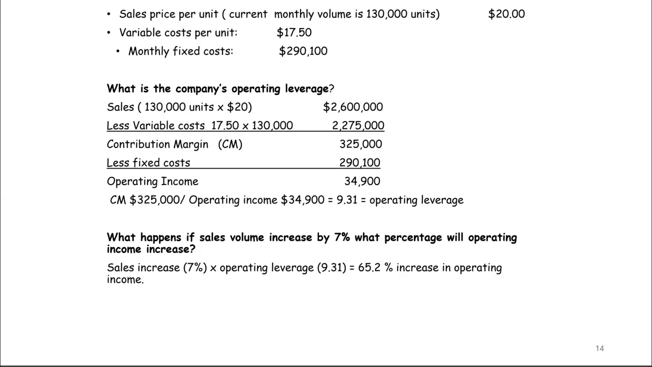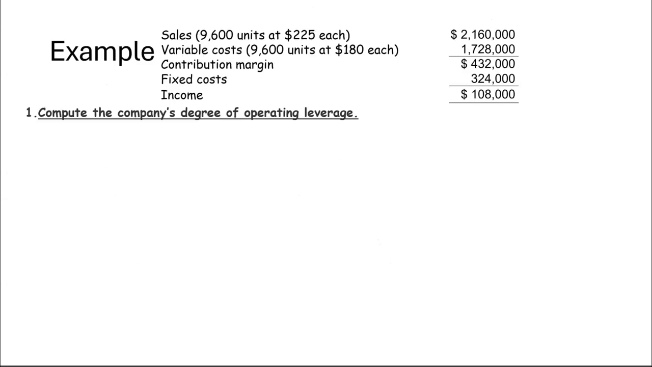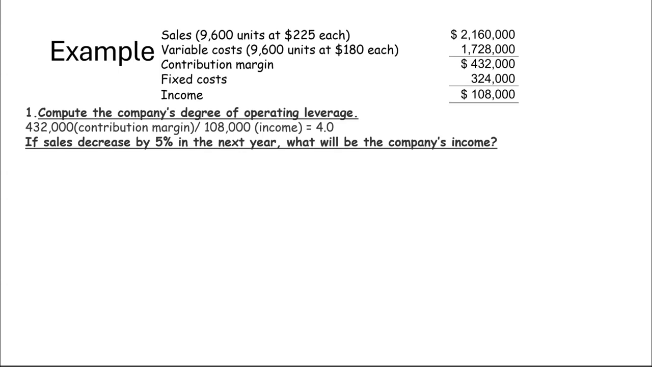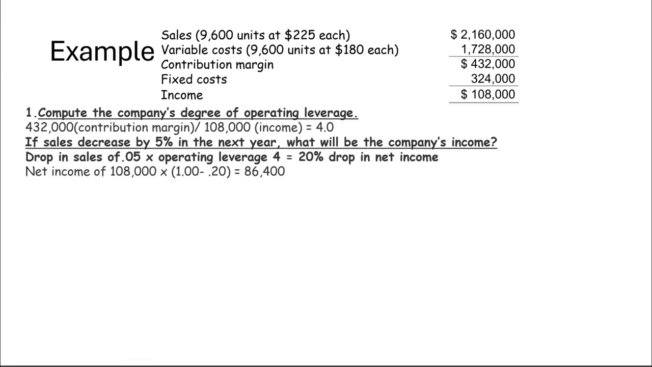So let's take a look at another example. Compute the company's operating leverage. In this example, we take our 432 divided by our net income, and it's 4. If sales decrease by 5% in the next year, what will the company's income be? So we take 5% times the operating leverage, which tells us our net income is going to decrease by 20%. So if we take our net income of 108 times 80%, minus our 20% drop, it tells us our net income is going to decrease to $86,400.